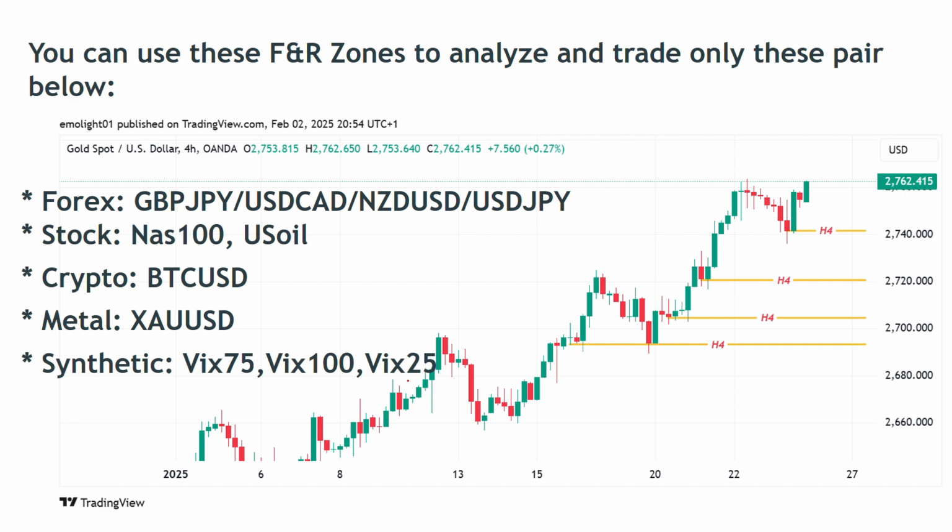You can use this F&R zone to analyze and trade only the pairs below. In the forex space, you can use it to analyze GBP JPY, USD CAD, NZD USD, USD JPY. You can take a screenshot of this and try these zones on any of these pairs. In the stock space, you can use it on NAS 100 and US oil. And in the crypto space, you can use it on BTC USD. I have tried it on all the pairs and they gave me good entry confidence. So you can try it in your spare time and see how effective it is.